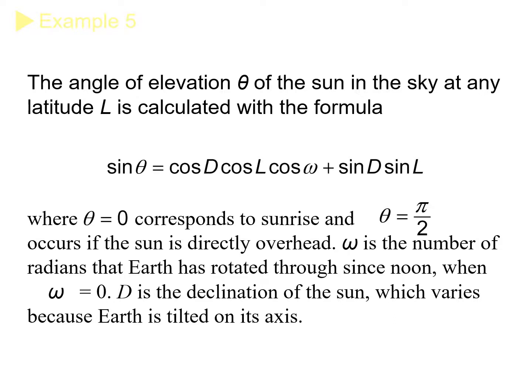You do not have to memorize this equation. Suppose I give you the angle of elevation of the sun in the sky at a latitude L, and the sine of theta is cosine of d, cosine of L, cosine omega, plus sine of d, sine of L, where theta equals 0 is sunrise, and theta equals pi over 2 is when the sun is directly overhead. Omega is the number of radians that the Earth has rotated through since noon, when omega was 0. And d is the declination of the sun, and that varies because the Earth is tilted on its axis. Please notice I'm going to give you everything you need in this equation.